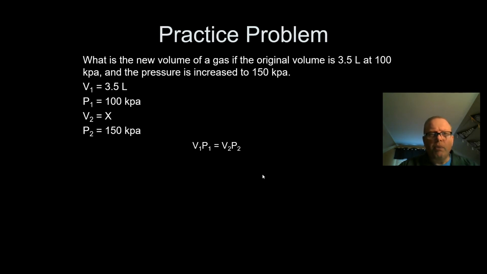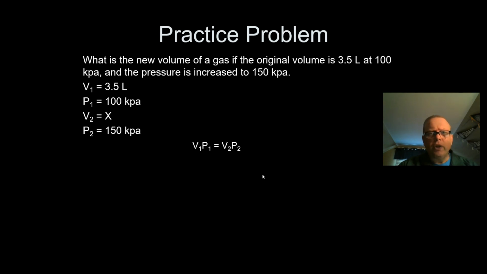Here's a little bit of a practice problem. What is the new volume of a gas if the original volume is 3.5 liters at 100 kilopascals and the pressure is increased to 150 kilopascals? Notice that both pressure units are the same, kilopascals, so we don't have to modify anything. We're going to get an answer in liters because our given was in liters. So V1 to start with, 3.5 liters. P1, initial pressure, 100 kilopascals. V2, which is the X we're trying to find, and P2, 150 kilopascals.